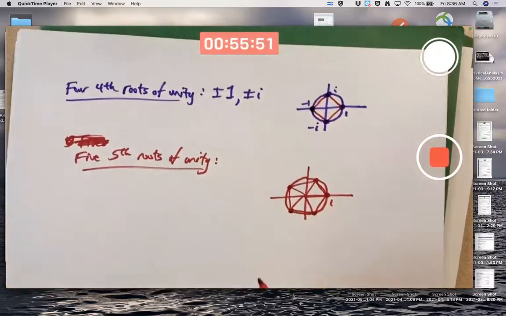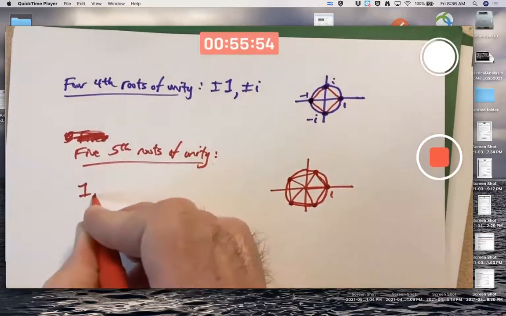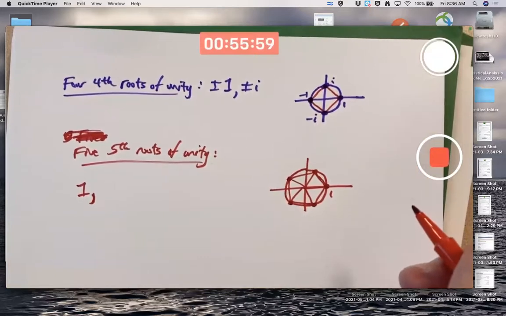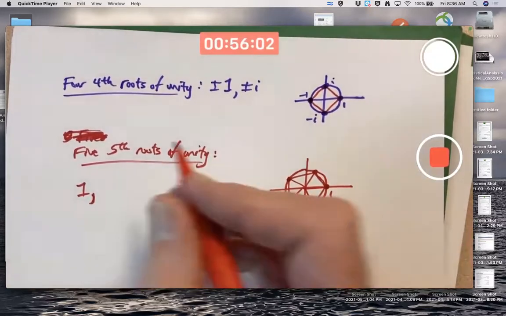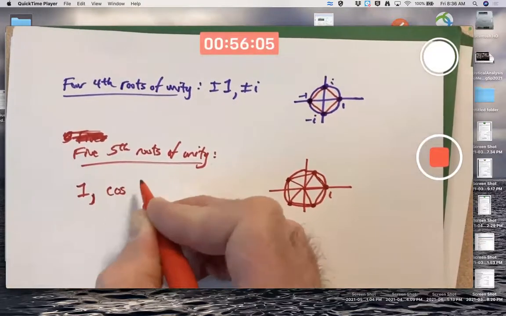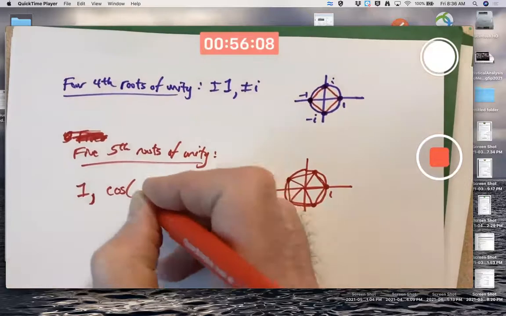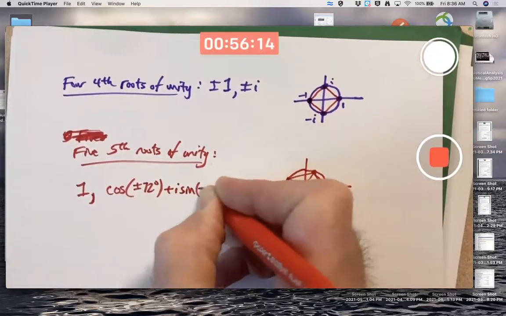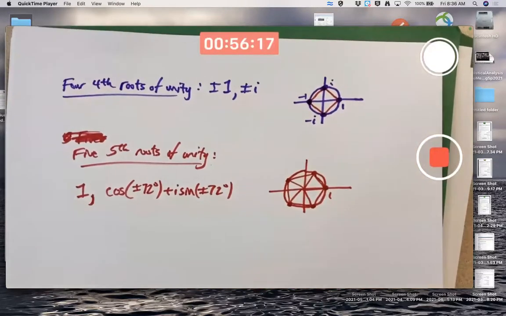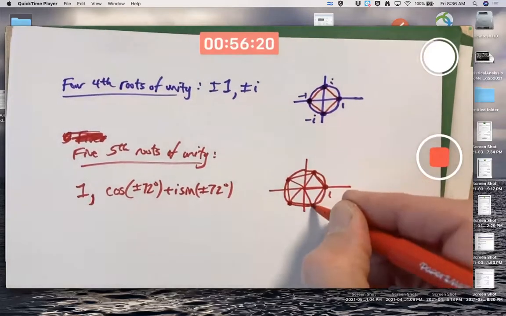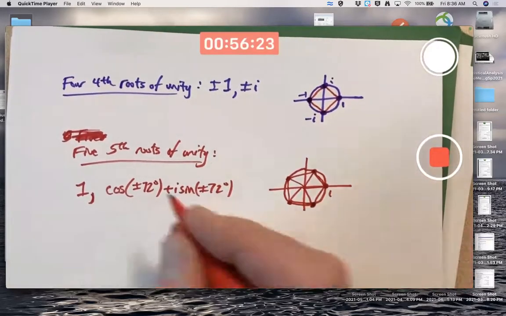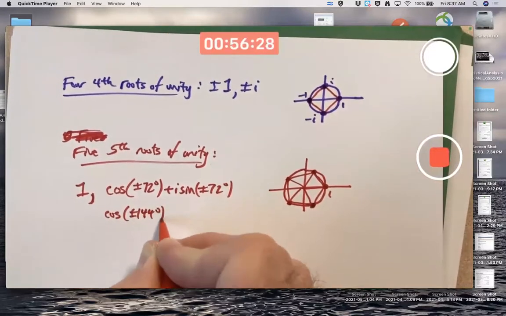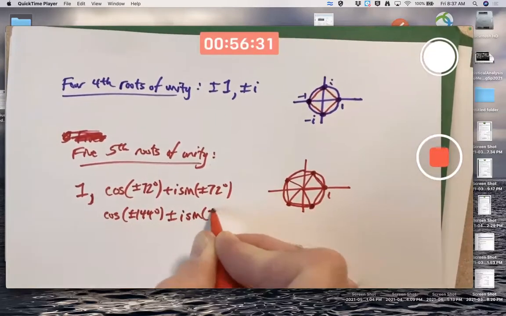But what are they? One, and I guess if we're going to make progress in writing these things any further, we have to pretty much just use trigonometry. Cosine, let's go ahead and use degrees, plus or minus 72 degrees plus i times sine of plus or minus 72 degrees would represent these two numbers. And cosine of plus or minus 144 degrees plus or minus i times sine of plus or minus 144 degrees.